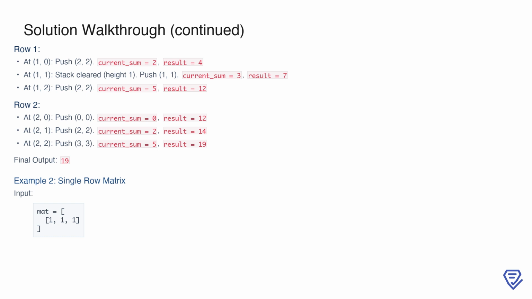2 rows. Finally, in row 2, we process the height starting with 2, 0, where the height is 0, so no submatrices are added. At 2, 1, pushing height 2 contributes 2 submatrices, and at 2, 2, pushing height 3 adds 3 more. This brings the overall result for this example to 19 submatrices.